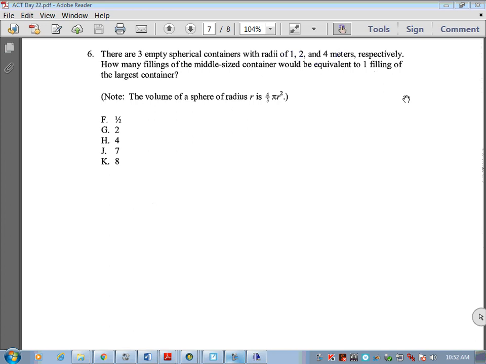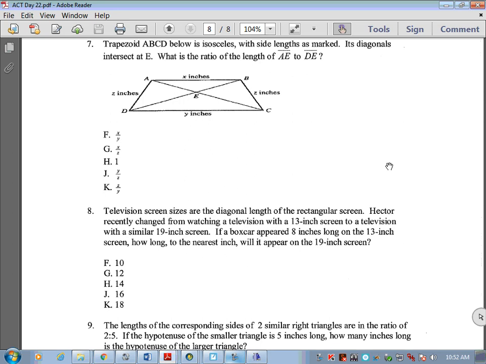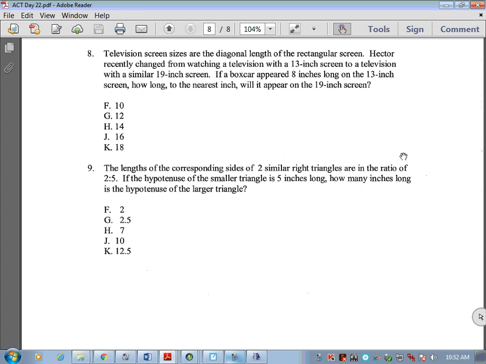Let's see, last page, 7, 8, and 9. Television screen sizes are the diagonal length of a rectangular screen. Hector recently changed from watching a television with a 13-inch screen to a television with a similar 19-inch screen. If a boxcar appeared 8 inches long on the 13-inch screen, how long to the nearest inch will it appear on a 19-inch screen? So what we're doing is comparing 13 to 19.